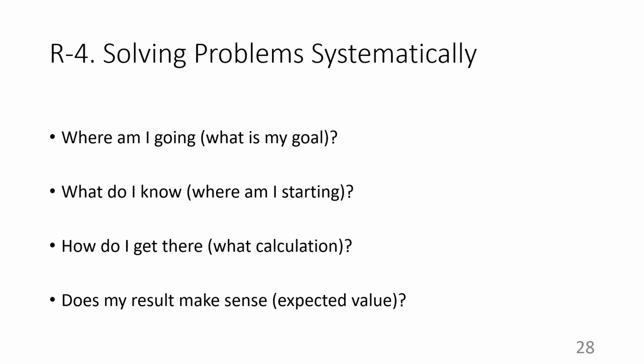You may have noticed at this point that the problems that we solve in chemistry are approached with a very systematic process. And here is a summary of that process. The first thing that you want to ask is, where am I going? What is my goal? What am I trying to calculate? Next, you would ask, what do I know? Where am I starting? So we have just established beginning and end. And what is left is in the middle. How do I get there? So you would figure out what type of calculation you need to do in order to get from the beginning to the end. And do not forget this fourth step.